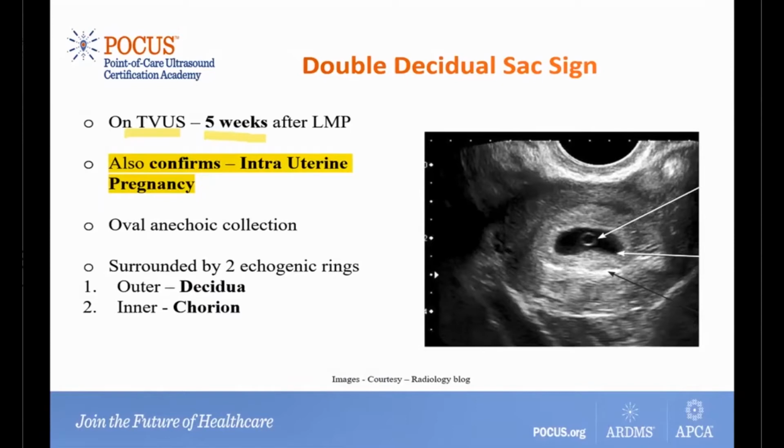After 5 weeks, you'll start seeing the double decidual sac sign. In this example, of course, you can also see the yolk sac here, and that is definitely more than 5.5 weeks. So around this time, you should be able to see two distinct echogenic rings. This is the inner one, and this is the outer ring, and you can see more clearly posteriorly. This is known as the double decidual sac sign, and the outer is representing decidua, and the inner is representing the chorion.